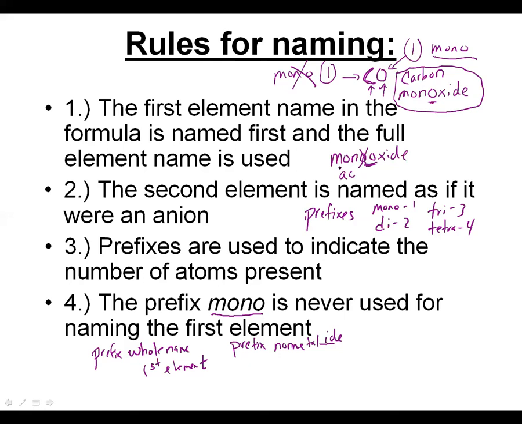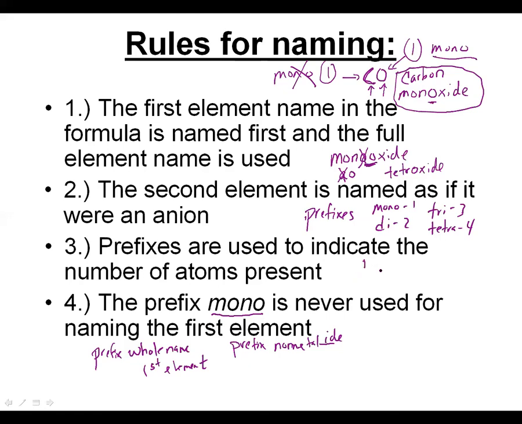We typically will drop the A off of the prefix when we name it. So for example, if you had 4 oxygens, instead of tetra-oxide, we would drop that A off of tetra and just do tetroxide there without the A involved. So those are two things that happen with prefixes. You oftentimes will get a couple of vowels that are next to each other and we will drop one off.